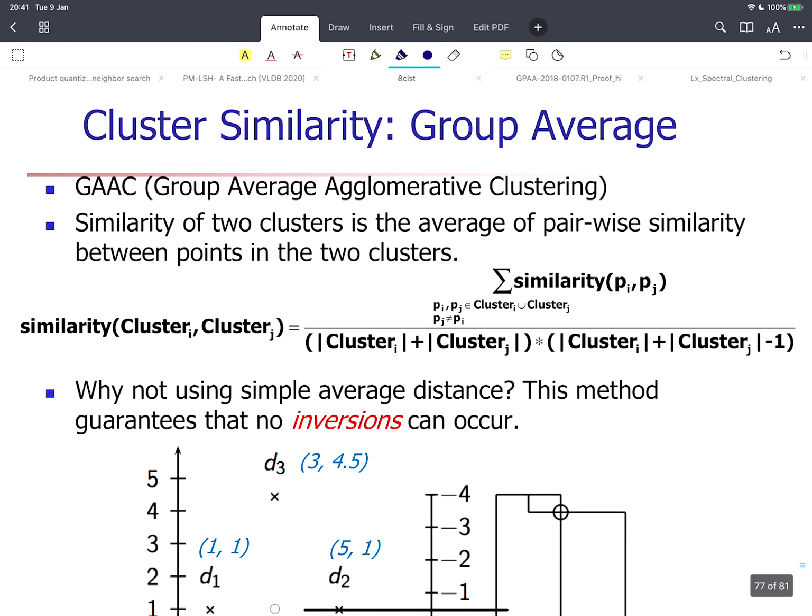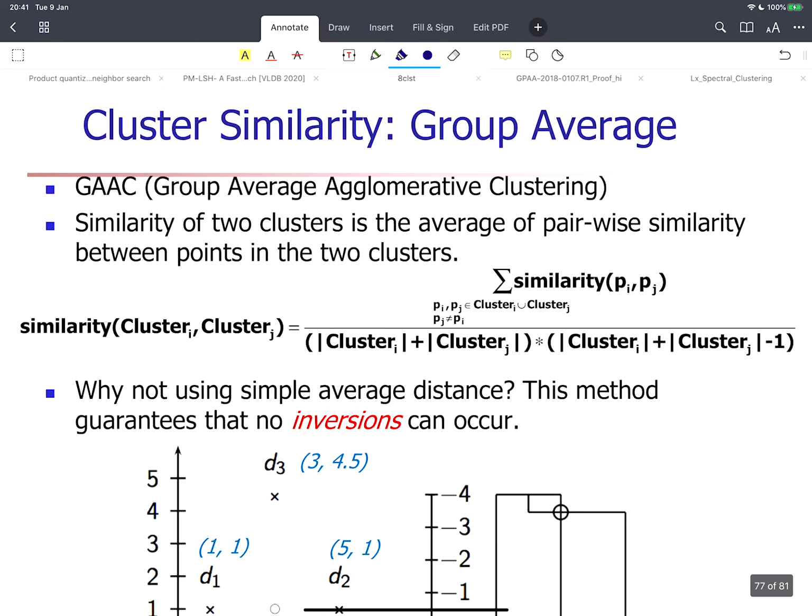The last one we talk about is the group average. As we mentioned, the general idea is that in all the previous methods, whenever you consider two clusters, only the distance of one pair of points determines the similarity of the entire two clusters. To some extent, that's not good. You can argue that everybody has a say in this process, but you can also argue that only one pair determines the final value.